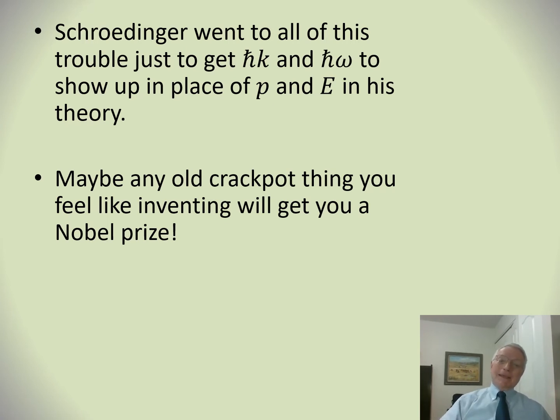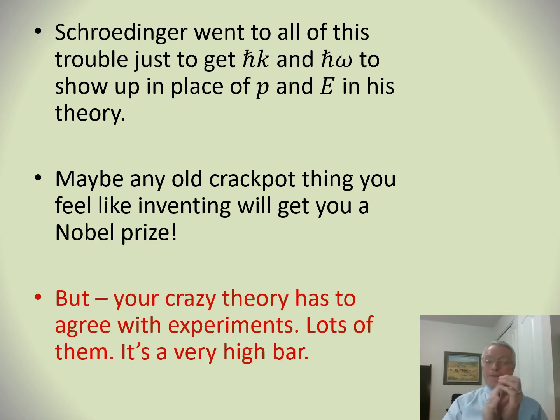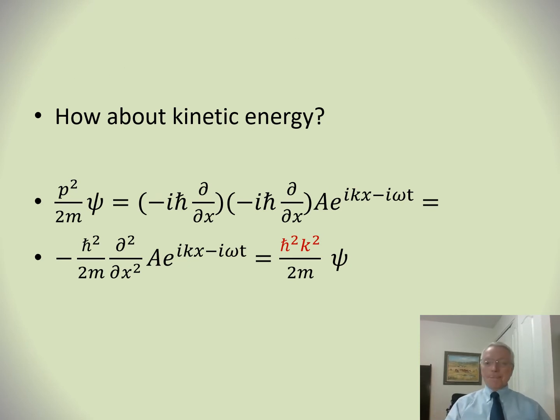This makes it seem like any old crackpot thing you might feel like inventing would get you a Nobel Prize too. But the problem is that your crazy theory has to agree with experiments. It has to agree with lots of experiments, year after year, probably for a decade. And it's a pretty high bar for something crazy to pass. And somehow, Schrödinger's theory passes this bar.